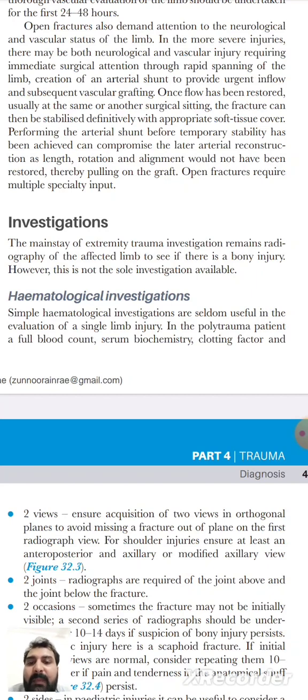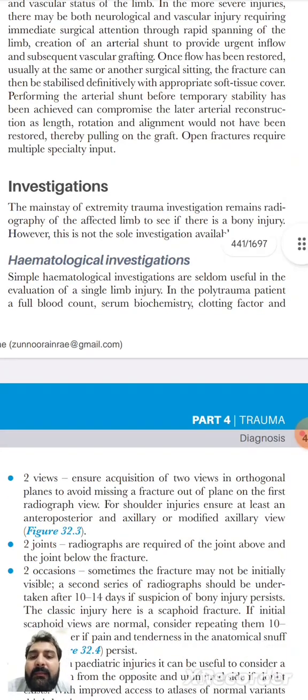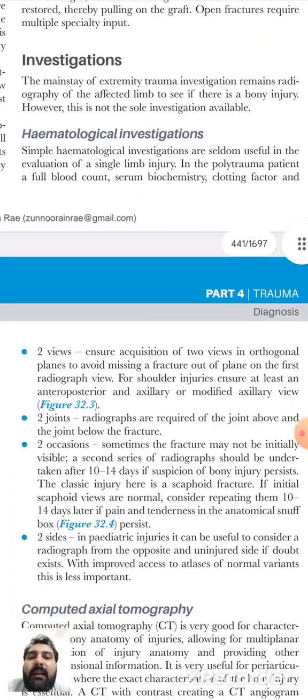Investigations. The mainstay of extremity trauma investigation remains radiography of the affected limb to see if there is a bony injury. However, this is not the sole investigation available. The most important investigation is radiography, the X-rays. But there are some other investigations.